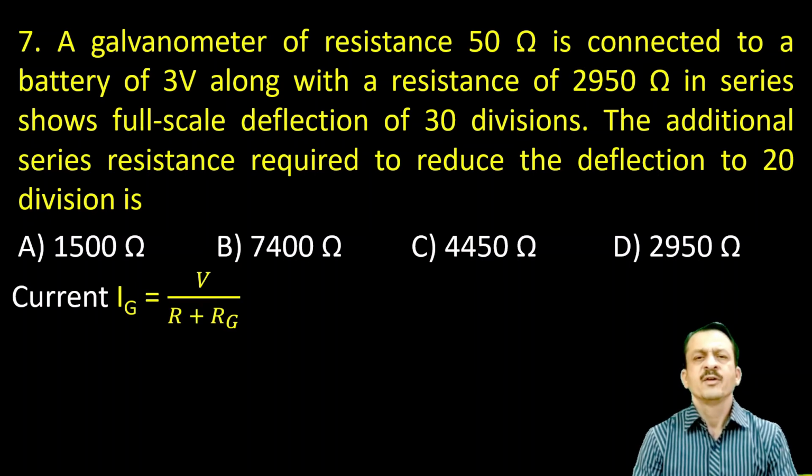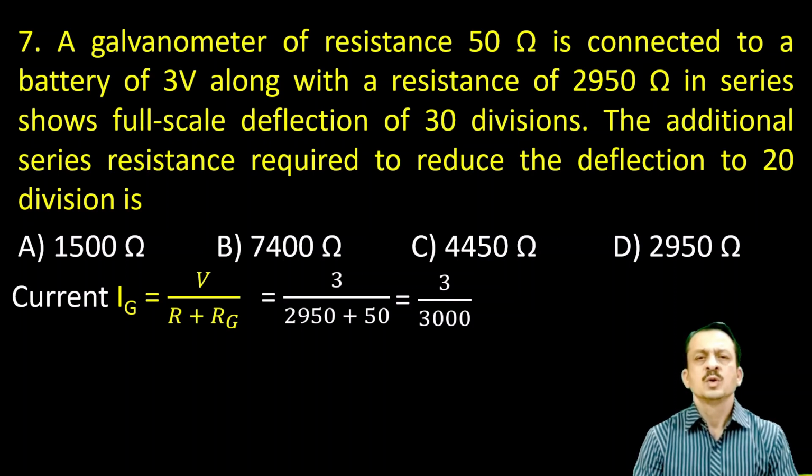Therefore from the resistance formula, R is equal to V by Ig minus Rg. We can write the current Ig is equal to V divided by R plus Rg. Now V is 3 volts and R is 2950, plus Rg, resistance of the galvanometer, is 50, that is 3 by 3000, that is equal to 1 into 10 to the minus 3 amps or 1 milliamp. So that is the full scale deflection current whenever the galvanometer is having 30 divisions.